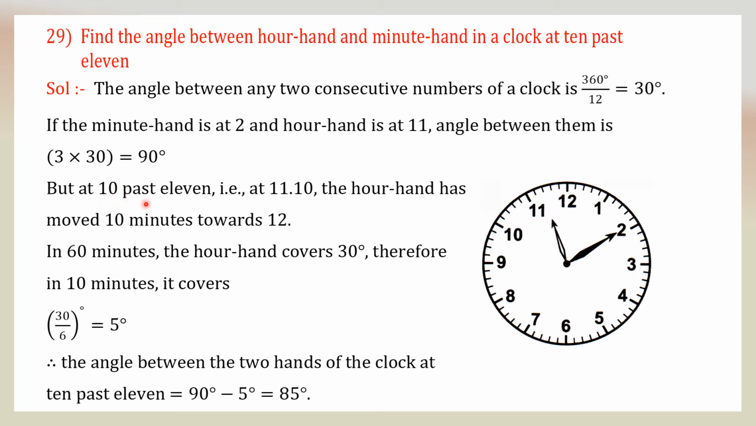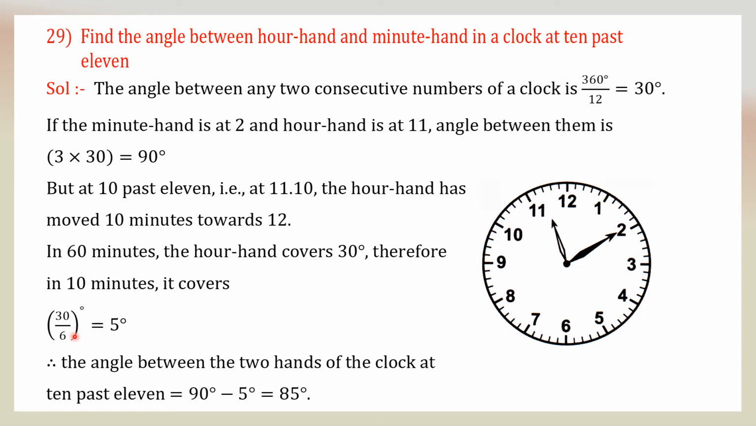But at 10 past 11, that means 11 hours and 10 minutes, the hour hand has moved 10 minutes towards 12. In 60 minutes, the hour hand covers 30 degrees, as we already studied. Therefore, in 10 minutes we find the angle covered by the hour hand: 10 into 30 degrees divided by 60.